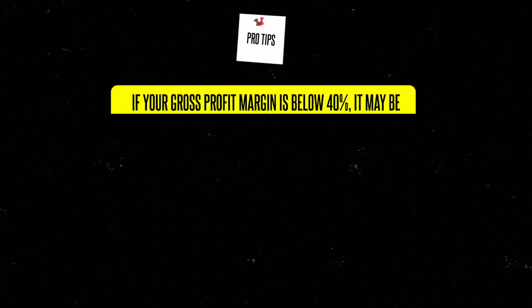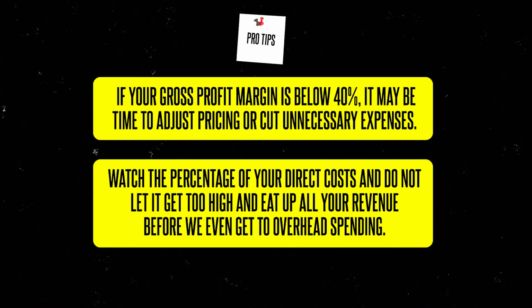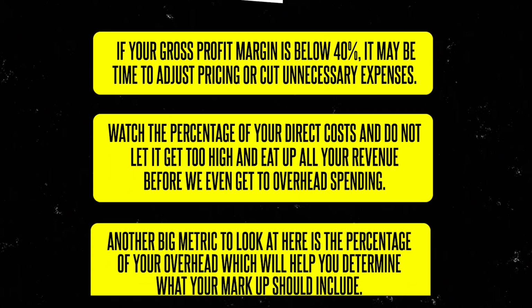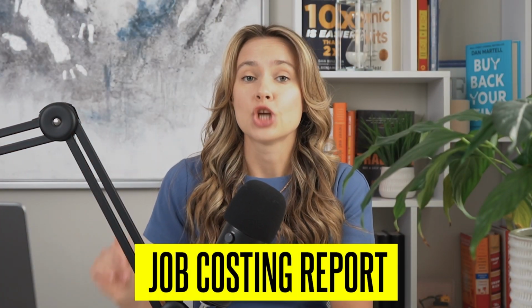Here's a pro tip. If your gross profit margin is below 40%, it may be time to adjust pricing or cut unnecessary expenses. Watch the percentage of your direct costs and do not let it get too high and eat up all your revenue before we even get to overhead spending. Another big metric to look at here is the percentage of your overhead, which will help you determine what your markup should be.